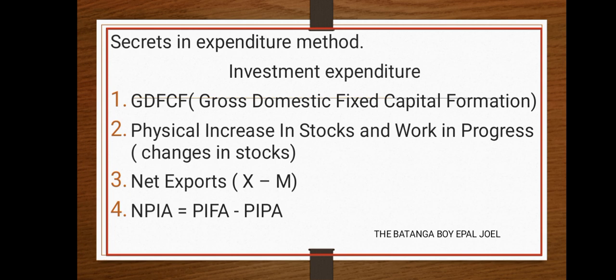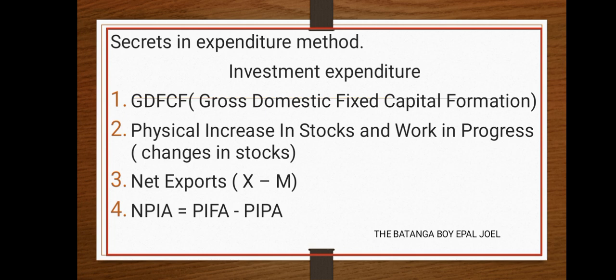Then the next thing is net property income from abroad, the NPIA. Either they will give you net property income from abroad directly, which means they have assisted you in doing the calculation, or they will want you to calculate for yourself. If they want you to calculate for yourself, they will give you property income from abroad separately, then property income paid abroad separately. What you are using is net property income from abroad. So you take property income from abroad minus property income paid abroad to get the net.